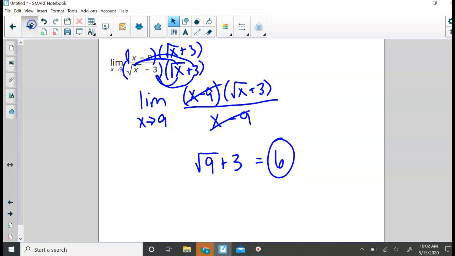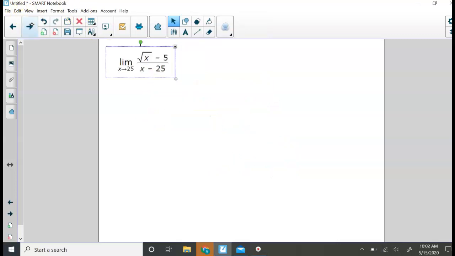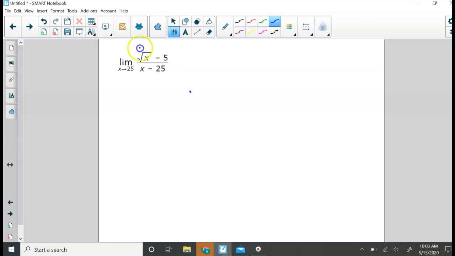Let's do one more of those. Okay, you'll notice here your square root is actually in the numerator of this problem. And so we still are going to rationalize. We'll just rationalize the numerator here. So we are going to take this numerator and multiply by the square root of x plus 5. And in the denominator, we'll multiply by the square root of x plus 5.